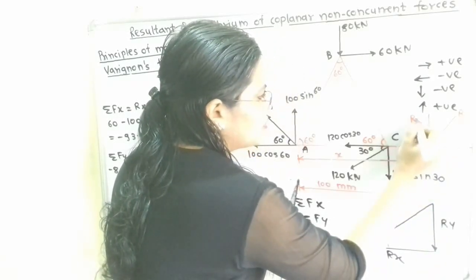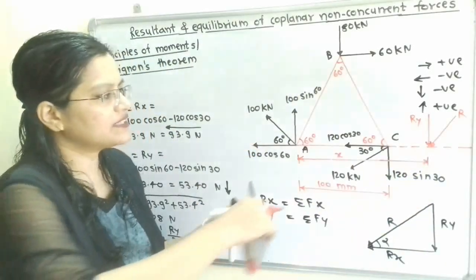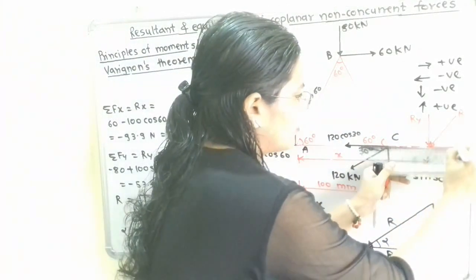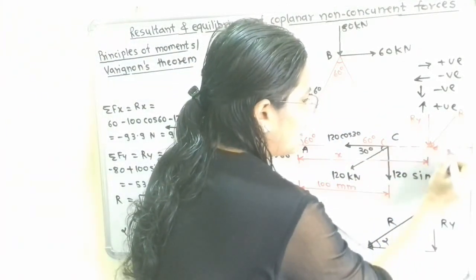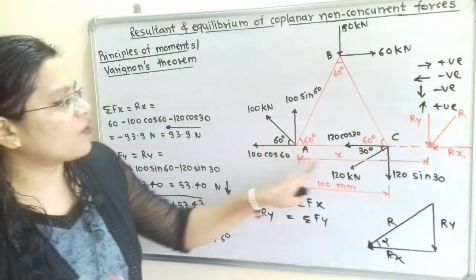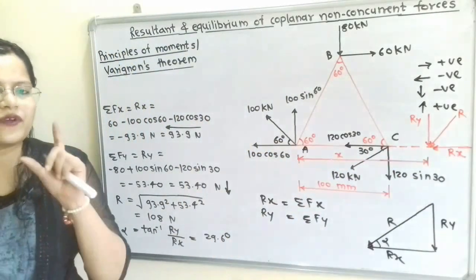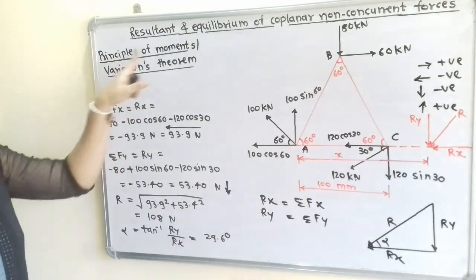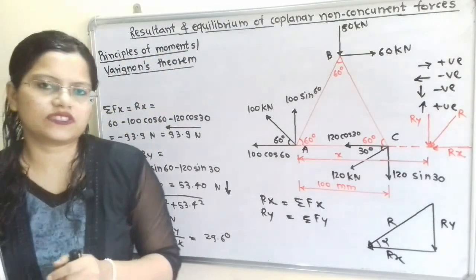So we have to show this. And then second component is Rx. So we will show. This is the Rx. Now to find out this unknown distance x, we have to apply the principle of moments or Varignon's theorem.